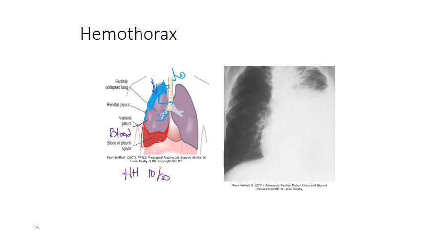So simple hemothorax is less than 1,000 milliliters, which would be a liter of fluid. Think about that. Think about your liter IV bag, all that blood sitting in the chest, and then a massive hemothorax is more than a liter. That's a ton.